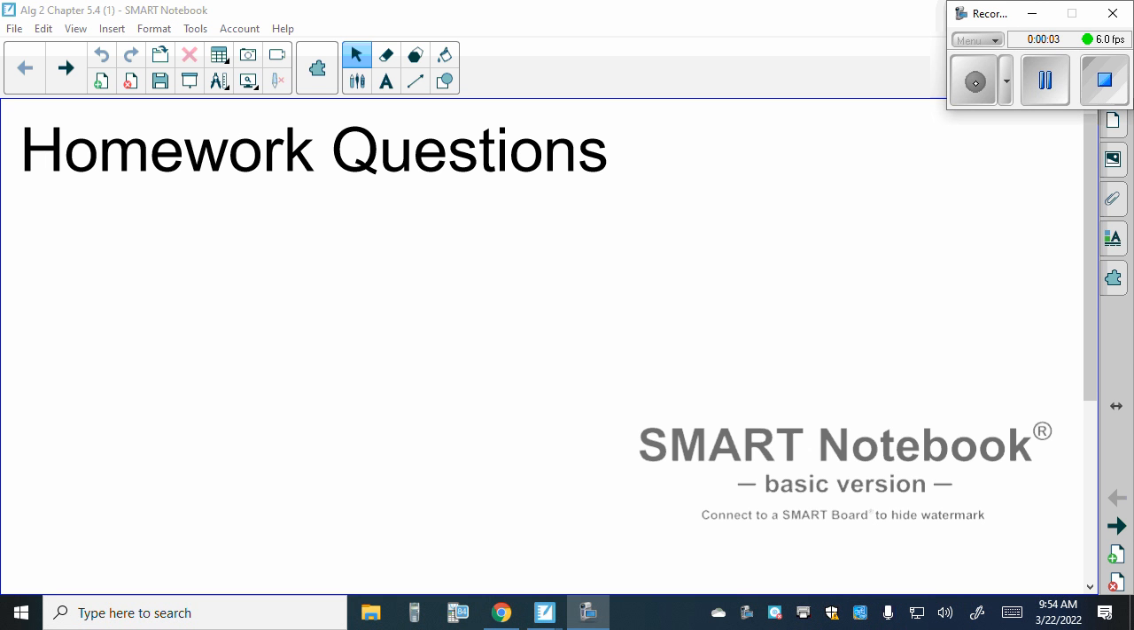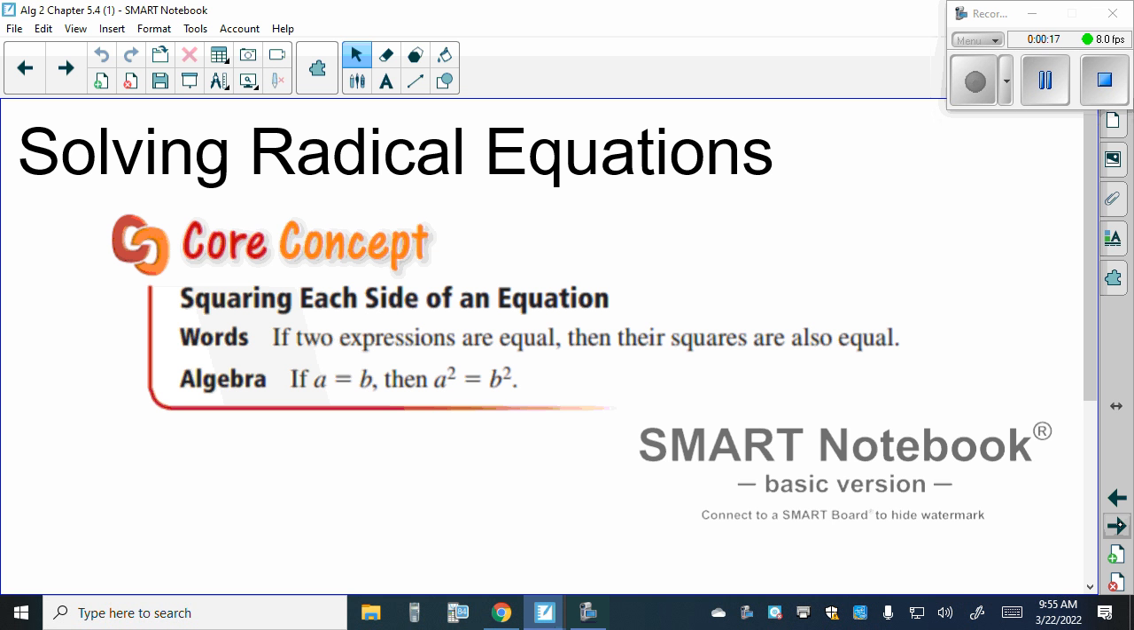All right, guys. So, what we're digging into today, tomorrow, and Thursday is solving radical equations. And what we're looking at today, in the grand scheme of things, is actually not too involved in what we're doing.